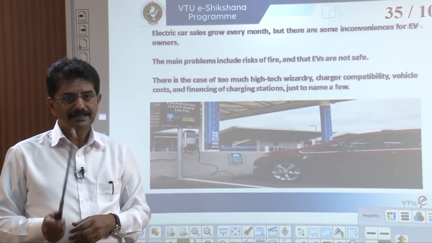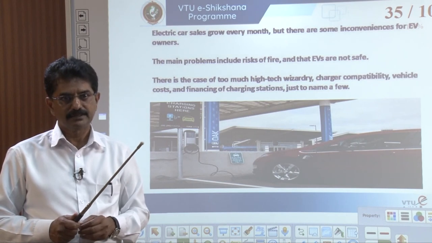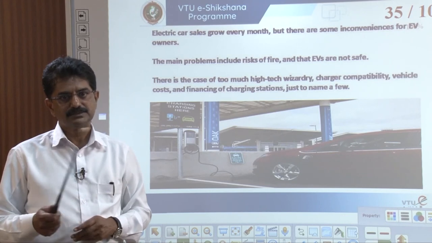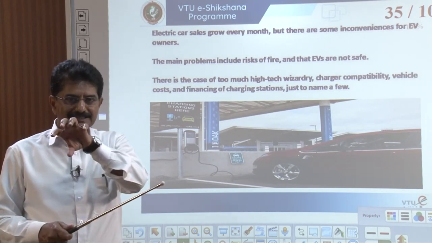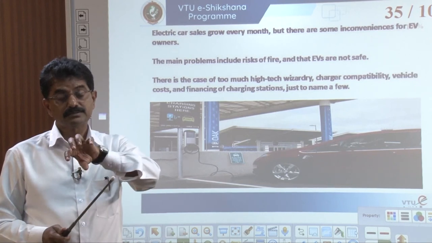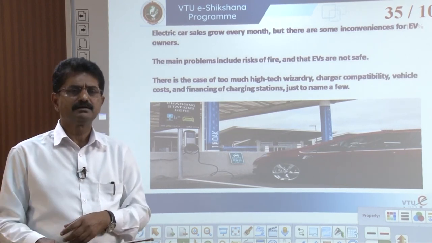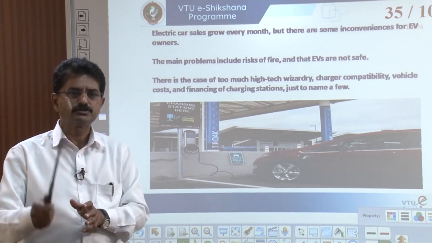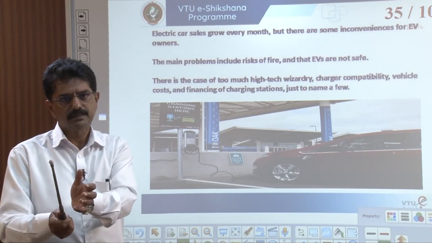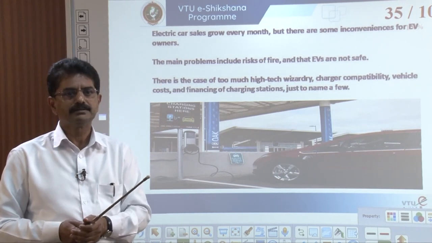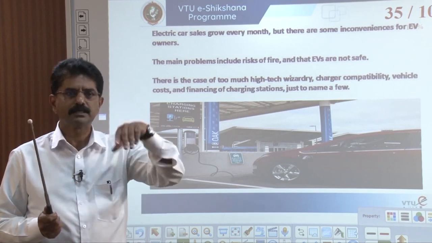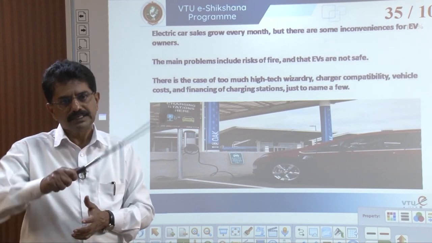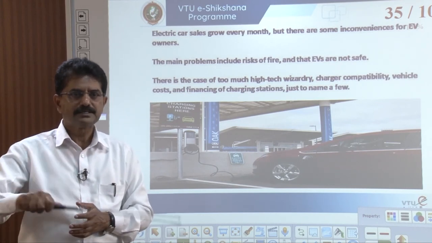There are also issues of high tech complexity, charger compatibility, vehicle cost, financing, and charging stations, just to name a few. That means there are some disadvantages of electric vehicles that we cannot forget. The main drawback is the battery, the cost of the battery. What type of battery should the consumer use? If you go for a low cost battery, sparks occur. Due to continuous spark, there are chances of fire. Research is still going on to increase the life and efficiency of the battery.